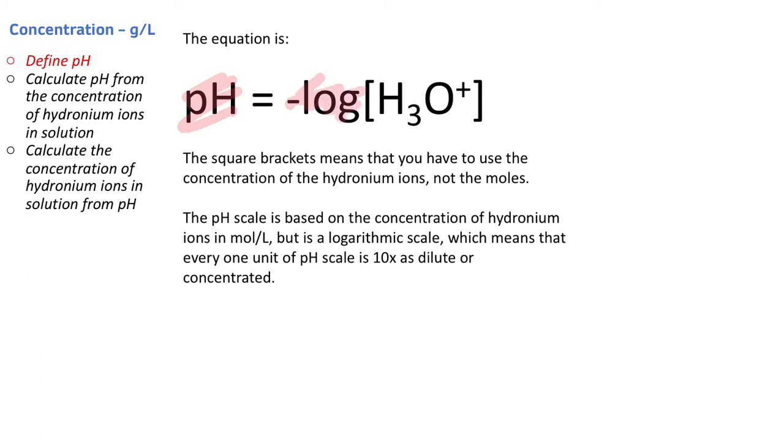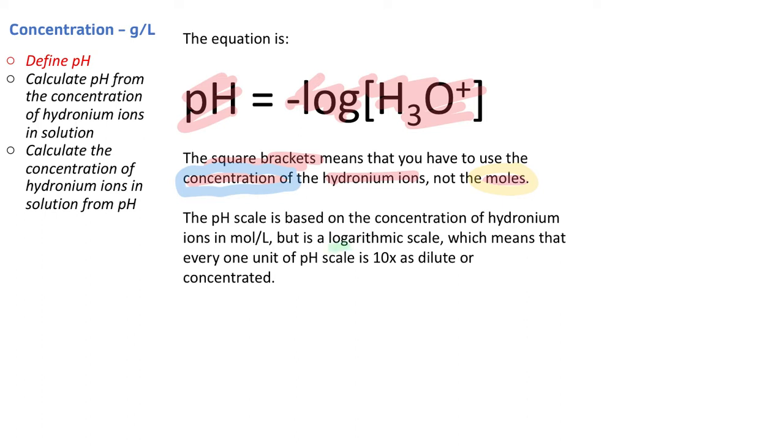The equation to work out the pH of something is pH equals negative log of the concentration of H3O+. The square brackets mean you have to use the concentration of hydronium ions, not the moles. This is the most common issue when people do these calculations: they use the moles of the hydronium ions, not the concentration. So you really have to pay attention and use the concentration, not the moles, to get the pH.